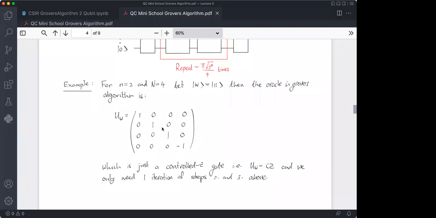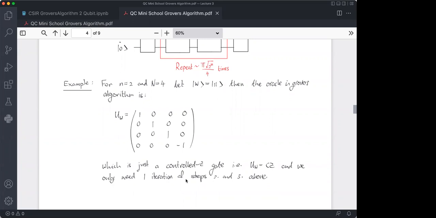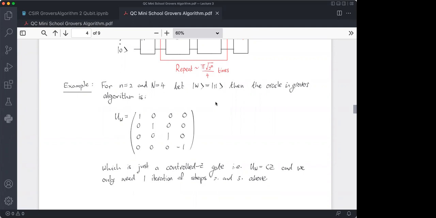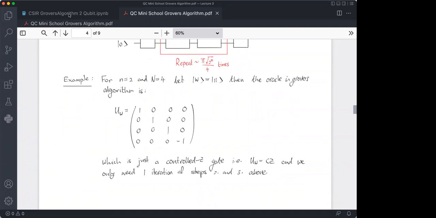But it is easy to see that this is just a controlled Z gate, because you can write this as |0⟩⟨0| tensored with the identity, plus |1⟩⟨1| tensored with the Z gate. So we can see that this is a controlled Z gate. And when we put in 4 here, what you'll get is pi over 2, and approximately 1 iteration of the Grover operator should leave us with the highest probability of being in the state 1, 1. So let's go to Qiskit and try to implement this.